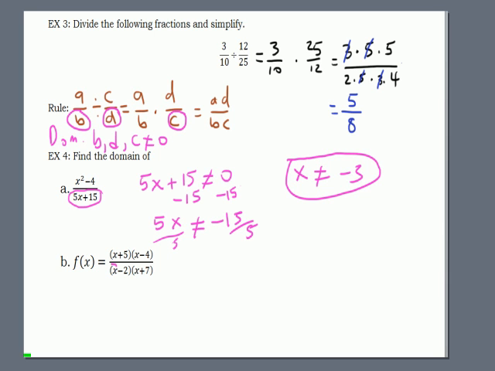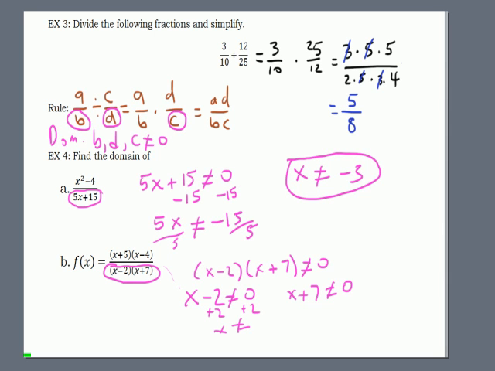Looking at b, again I'm going to focus on the domain. Very nicely, this is already in a factored form. So x minus 2 times x plus 7 should not equal 0. Setting each part equal to 0, which is what the zero property of multiplication allows me to do here, I should get x minus 2 shouldn't be 0, or x plus 7 shouldn't be 0. Adding 2 to both sides in the first expression, I'll get x is not equal to 2. Subtracting 7 from both sides in the second expression, I'll get x is not negative 7. So those two things together make my domain.